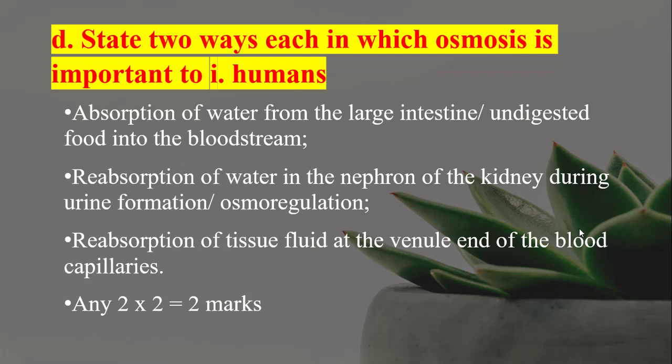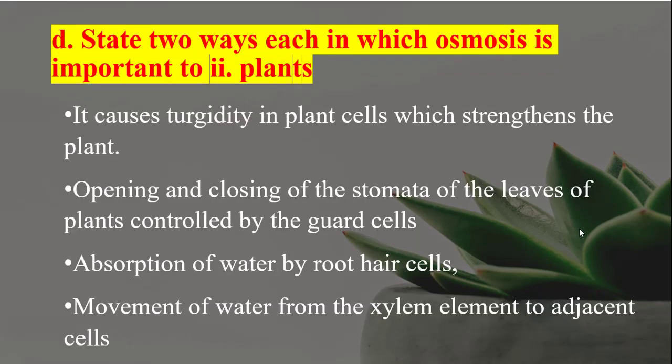You are to also explain for D II the importance of osmosis to plants. Consider that it causes turgidity in plant cells, which strengthens the plant. Opening and closing of the stomata of the leaves of the plant is controlled by guard cells, and this chiefly involves the guard cells being flaccid or becoming turgid.